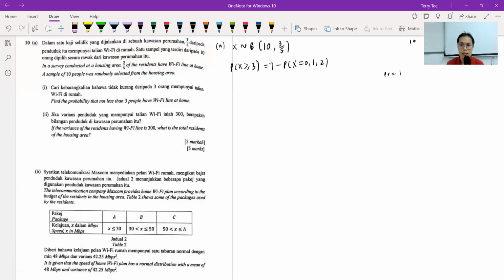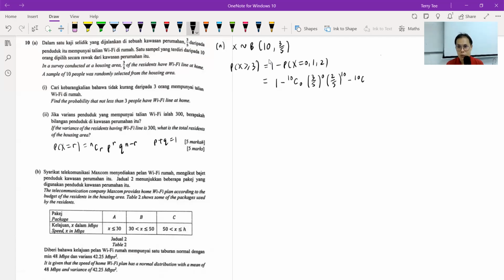Okay, so let's count. 1 minus P(X equals 0). And remember, the formula is given by, let me write over here, P(X equals r) is given by nCr, small p power r, q power n minus r. So my n is 10, C, my r is 0, p is 3/5 power 0. My q will be 2/5. Remember, p is the probability of success, q is the probability of failure, and p plus q is always 1, right? If p is 3/5, 1 minus 3/5 is 2/5. This is power 10 minus 0, which is 10.